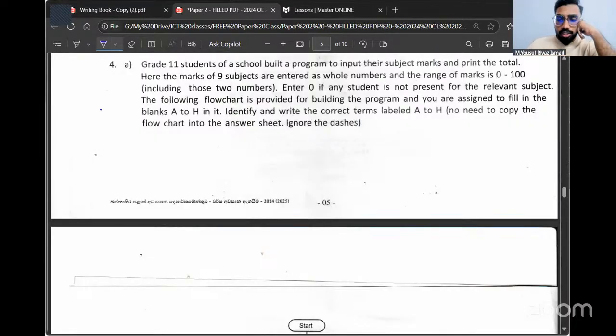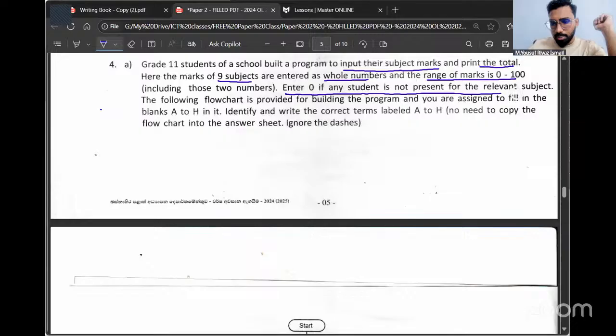Okay. So the question says the grade 11 students of a school built a program to input their subject marks and print the total. Here the marks of 9 subjects are entered as whole numbers and the range of marks is between 0 to 100, including those two numbers. Okay, so students' marks can be between 0 to 100. That means 0, 1, 2, 3, 4, 5, 6, up to 98, 99, 100. Enter 0 if any student is not present for the relevant subject.